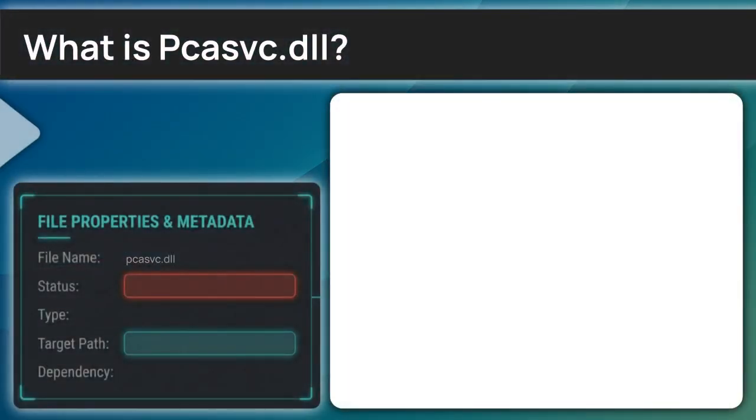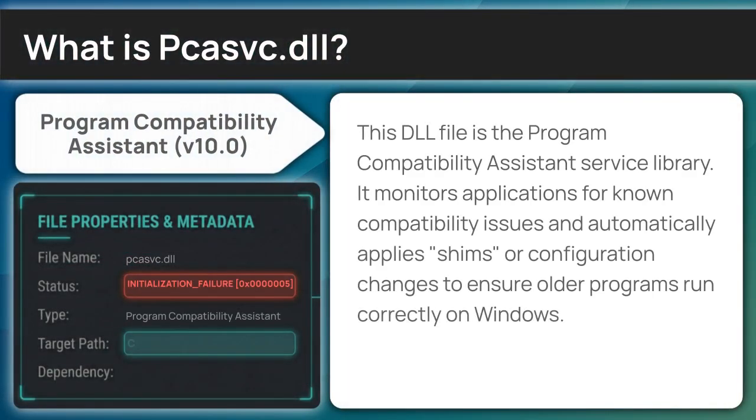This DLL file is the Program Compatibility Assistant service library. It monitors applications for known compatibility issues and automatically applies shims or configuration changes to ensure older programs run correctly on Windows. Now let's get this fixed up.